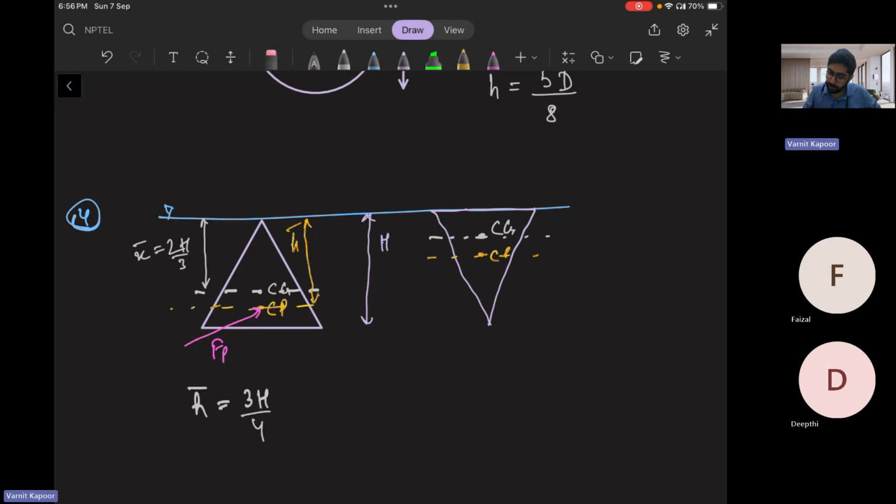So if this distance from the apex was 2H by 3, then from the base, the center of gravity is at 2H minus 2H by 3, that is H by 3. From complete H, you subtract H by 3. And this is the center of pressure distance from the free surface, H bar. The pressure force is acting here this time, FB. So this time if you put in the expression, you will get the values.